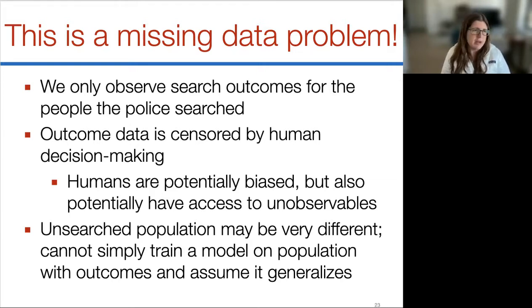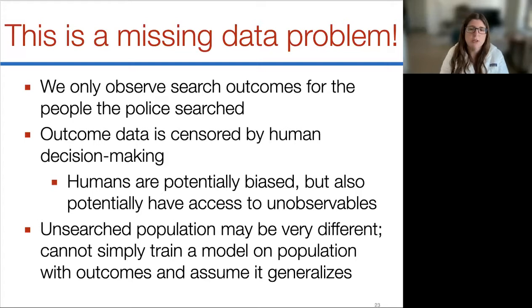And this is tricky, right? Because the humans are, of course, potentially biased. They might be using all kinds of decision functions to decide whom to search. But also, humans potentially have access to unobservables that we do not observe in our data set. So, for example, whether the driver is acting nervous might be both relevant to the police officer's search decision, but also to whether the driver carries contraband. All of these things mean that the unsearched population may be very different from the searched population.